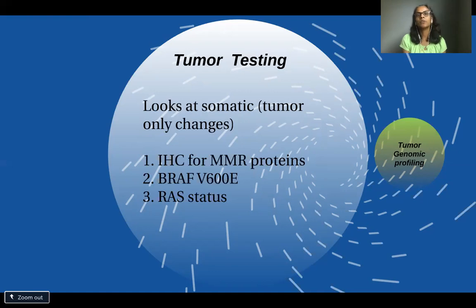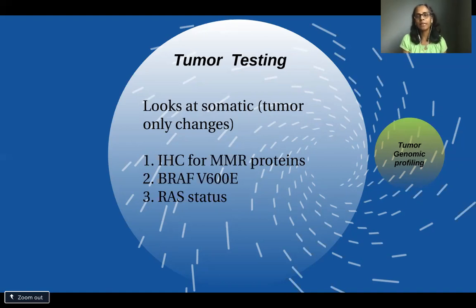BRAF V600E mutations are found in about 10% of colorectal cancer. Another mutation that is of interest to most CRC patients is RAS mutations. There are 3 RAS genes that are important, which are KRAS, NRAS, and HRAS. This is because if your tumor has mutations in the RAS genes, then you are not eligible for treatment using a class of targeted therapy known as EGFR inhibitors.